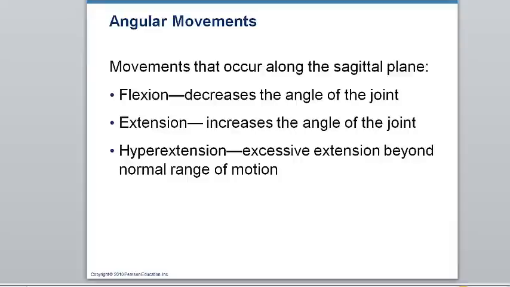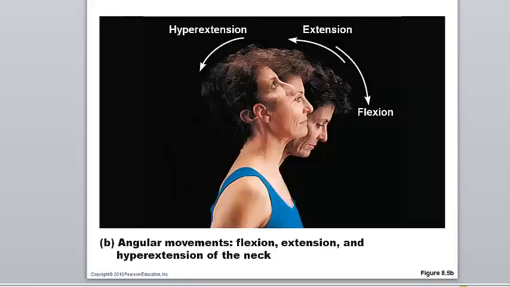That'll be your flexion, where you decrease the angle of the joint. Extension, where you increase the angle of your joint. Hyperextension, you're going beyond your normal range of movement. The classic example will be your head. Flexion is bending down your head towards your thoracic region. Extension is keeping your head straight, whereas if you go behind, it'll be your hyperextension.